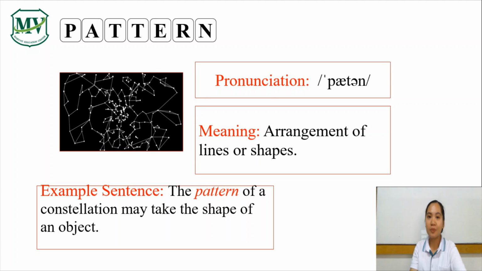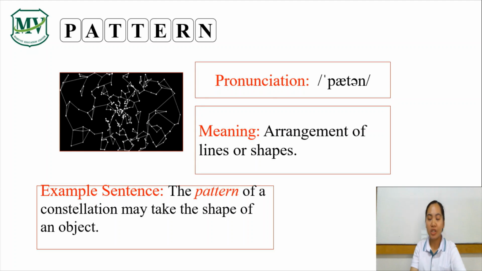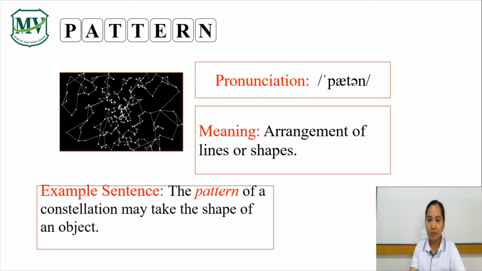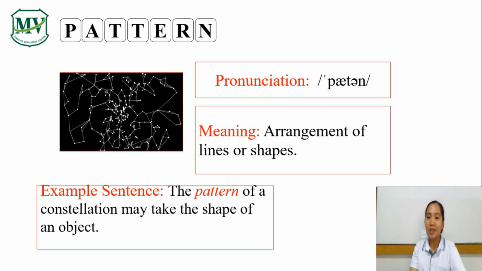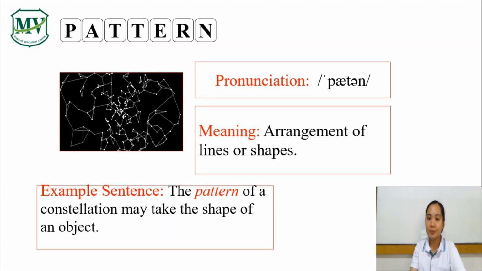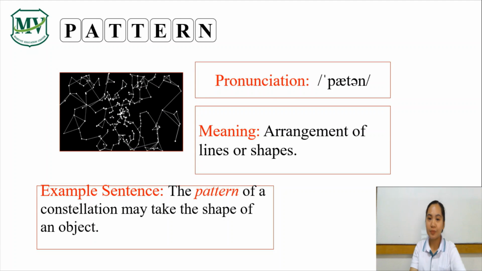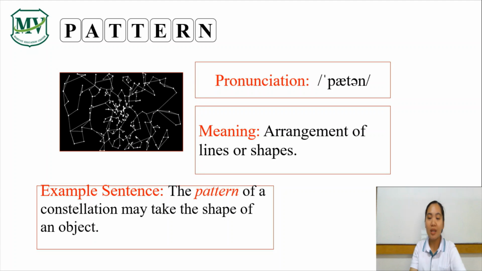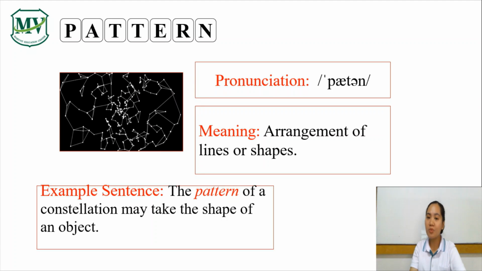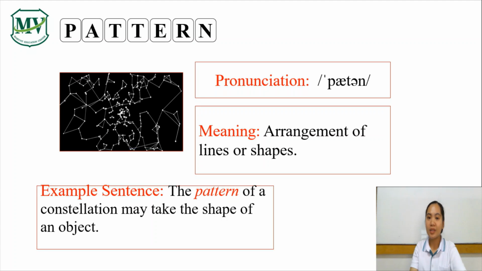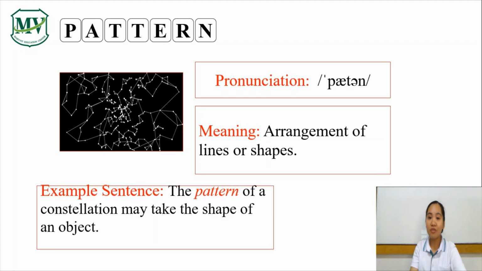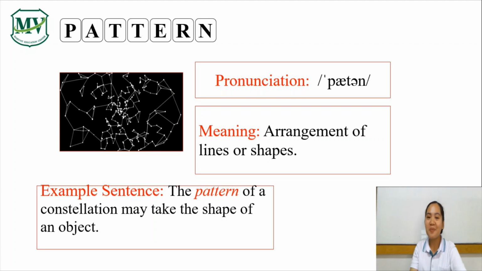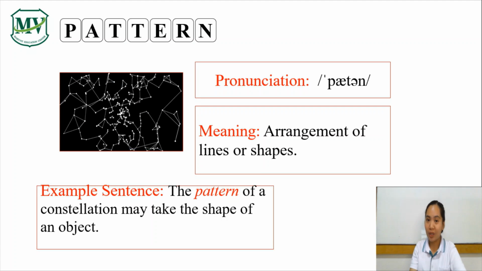Let's say the word together. Pattern. Say it again. Pattern. Can you read the word on your own? Good job! The pattern of a constellation may take the shape of an object. Can you read the sentence by yourself? Amazing! Let's learn another one.